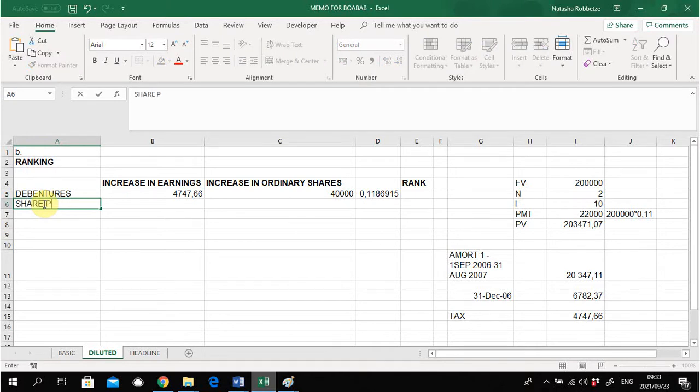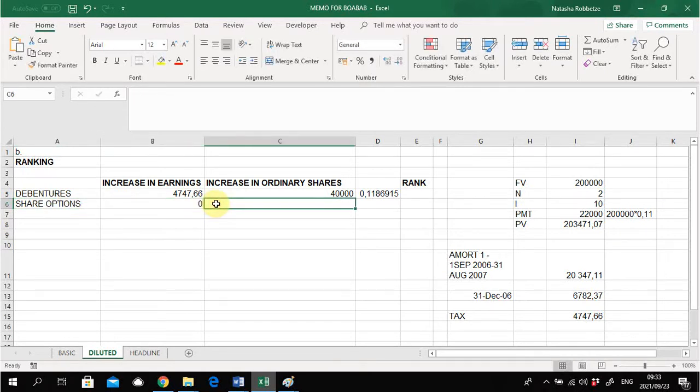Right, so please remember, for share options, the increase in the earnings is always 0, because when we have a share option, we take up a share, and the amount that is then paid for will be capital. It will not affect your earnings. So if you have a share option, the increase in earnings is always 0.